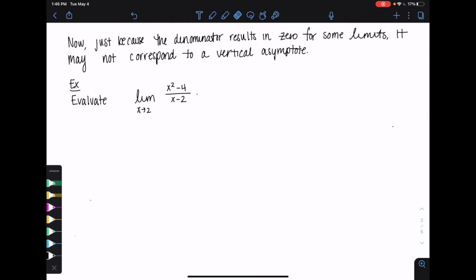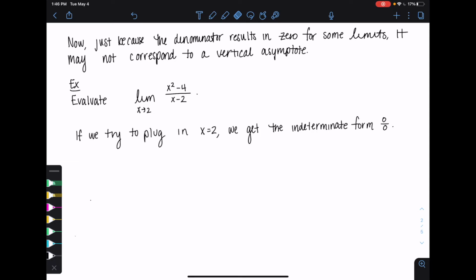Let's evaluate this particular limit as x approaches 2 of x squared minus 4 over x minus 2. Again, if we try to plug in 2, this would be 2 squared minus 4 over 2 minus 2, which gives me 4 minus 4 over 2 minus 2. We get that form 0 over 0. So I don't know what happens.